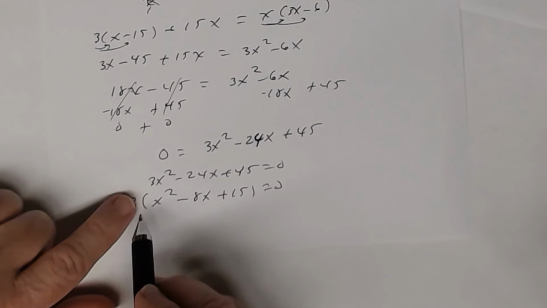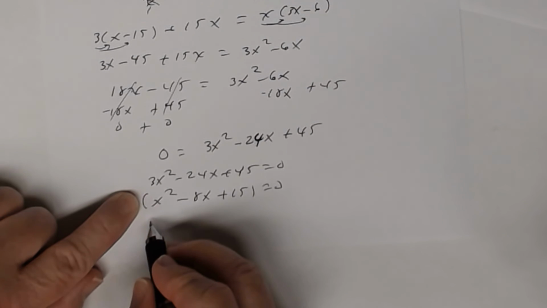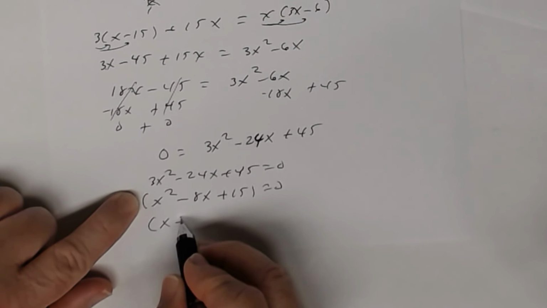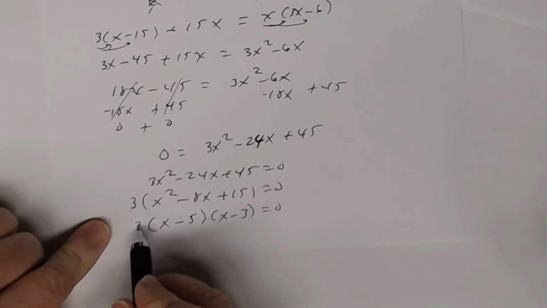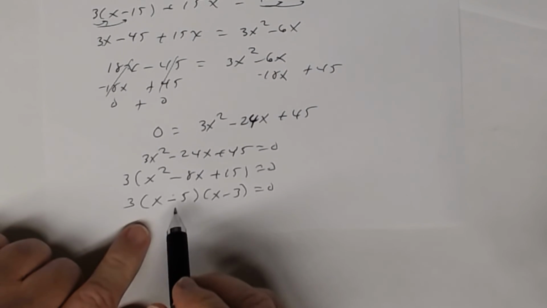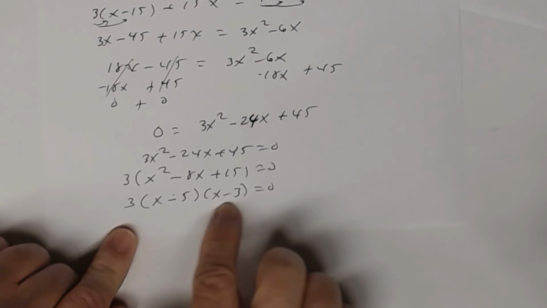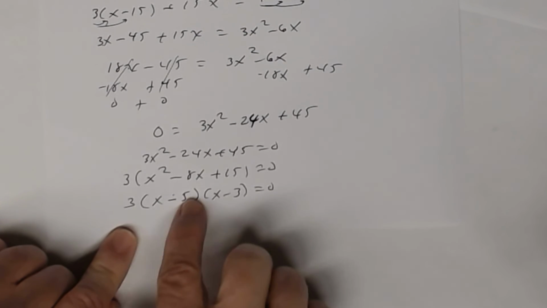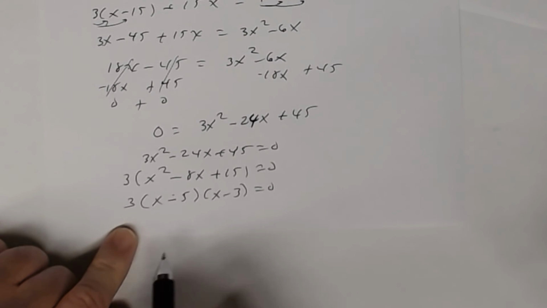And notice I'm going to cover up the 3. I can easily factor this now. So when I factor this, I'm going to get x minus 5 times x minus 3 equals 0. Don't forget to put the 3 back. All right, and then all you've got to do now is find out what values of x make this product 0. So you've got to find out what values of x make one of those factors 0.